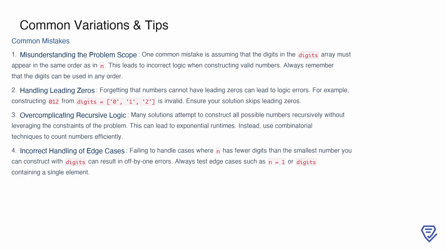Another frequent mistake is mishandling leading zeros. For instance, constructing a number like 012 using digits 0, 1, 2 is invalid, as numbers cannot have leading zeros. Always ensure your solution skips these cases.